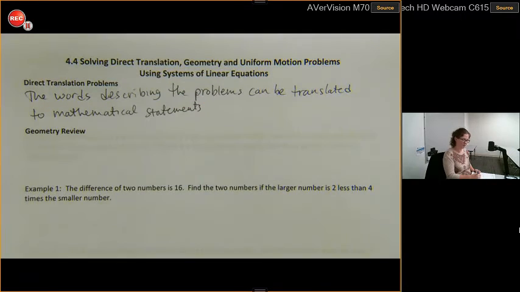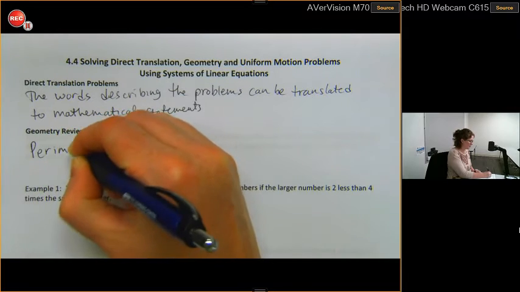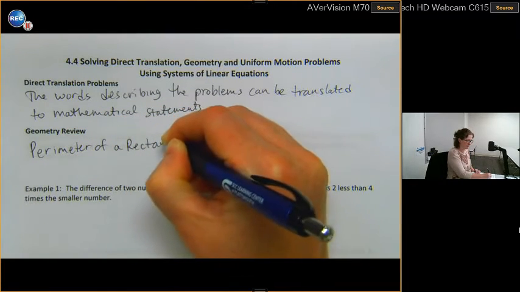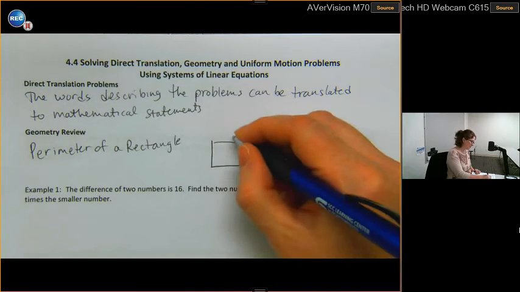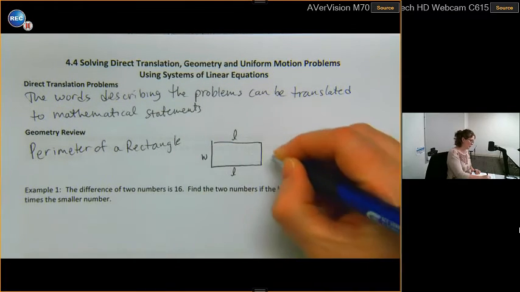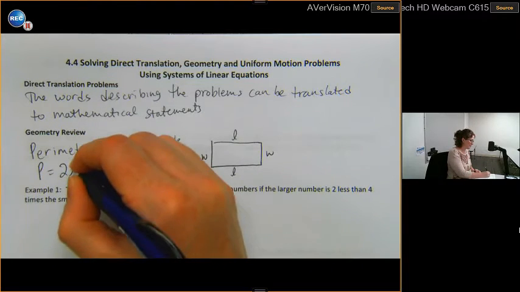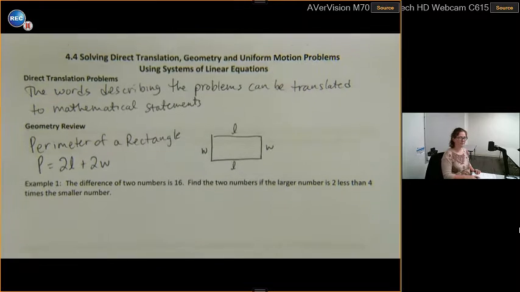We'll also have geometry problems. What we're going to use from geometry is the perimeter of a rectangle. Just a reminder, when we have a rectangle with length and width, the perimeter is the distance around the outside. So it's 2L plus 2W.